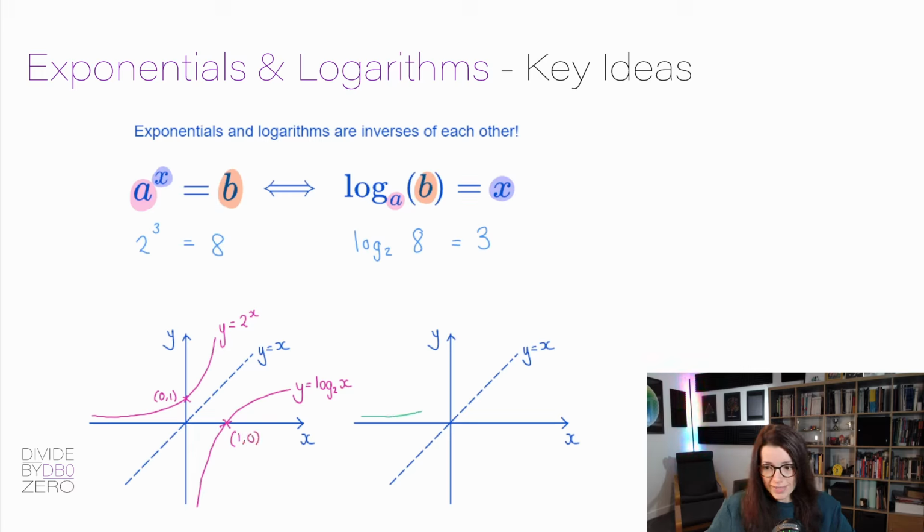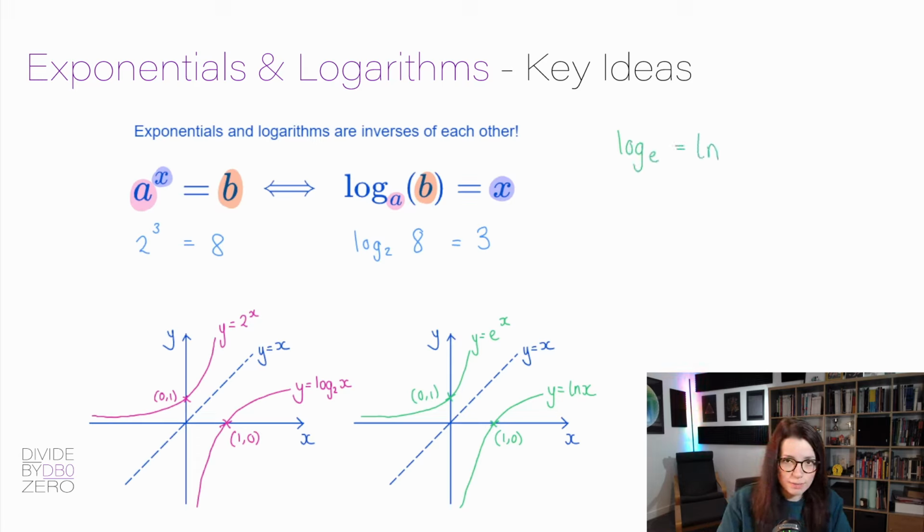Similarly, if we draw e to the power of x, then the inverse of e to the power of x is going to look like this. That's (0, 1). This is (1, 0). And log base e of x actually has a special name. We call it ln, or ln, however you want to pronounce it. So log base e is exactly the same as ln. Because e is a special number, it gets its own special notation for its logarithm.